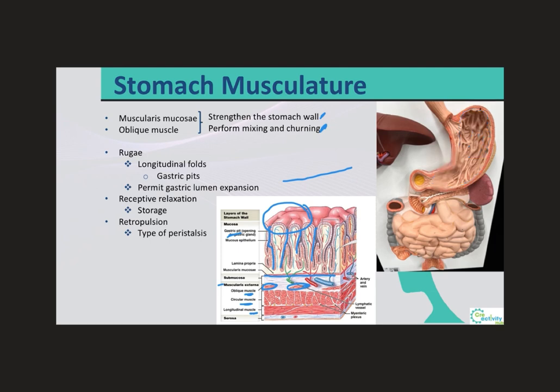The other thing that's a little bit different in the stomach is the type of peristalsis that occurs in the stomach, which is called retropulsion. Because the pyloric sphincter always stays closed except for the passage of water, it creates this churning movement that breaks down the contents even more. And this is what we call retropulsion.